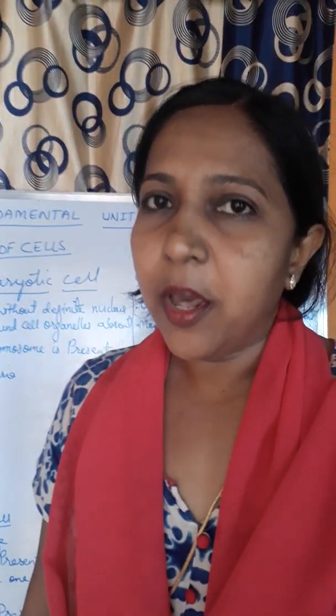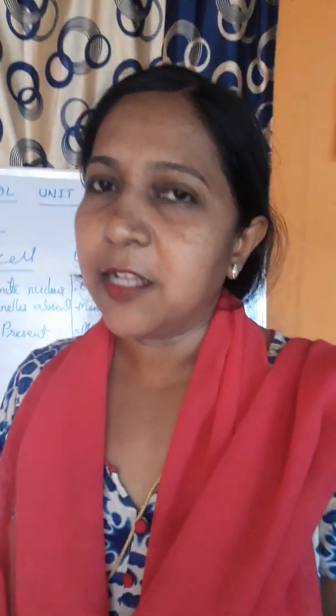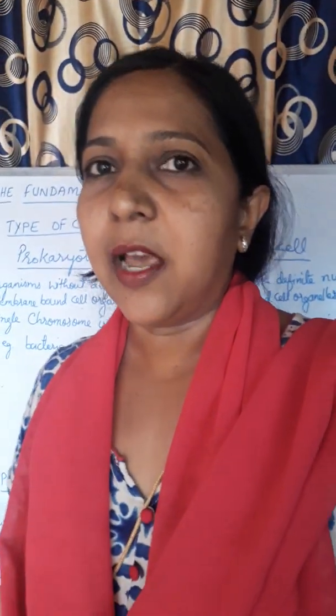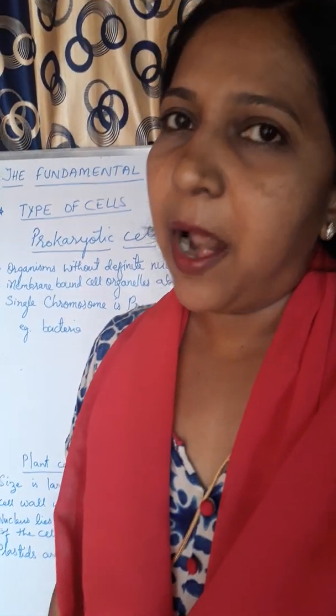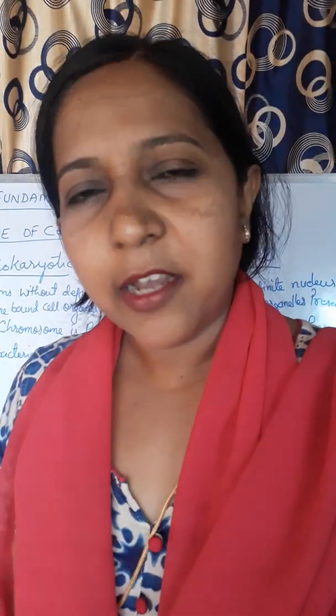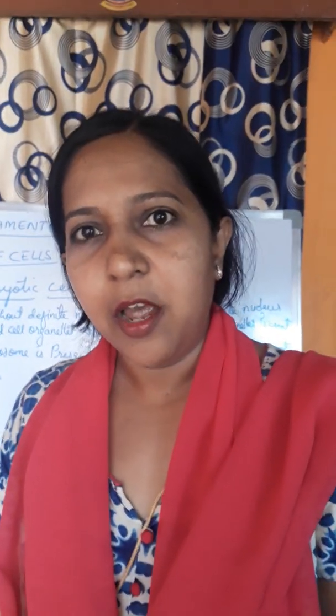So today we have seen the types of cells, prokaryotic cell and eukaryotic cell, their differences, and also the difference between plant cell and animal cells. In the next video we are going to continue with the other topics.